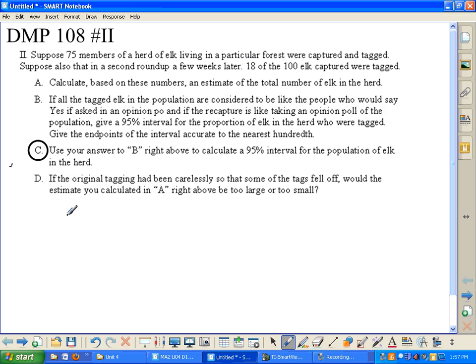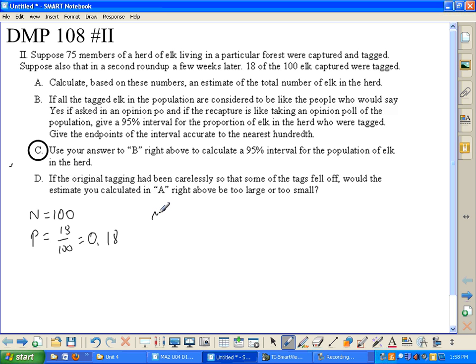So the 100 elk that were recaptured, that's like your N. So N is 100, and P is the percentage of the elk that said, yes, we have tags. That's 18 out of 100. So there are your N and your P values. That's 0.18. And then from those two, we're going to calculate a 95% confidence interval for the proportion of elk in the herd who are tagged.